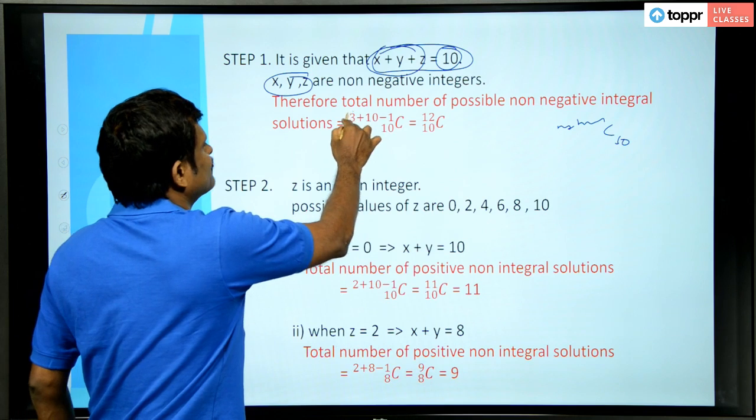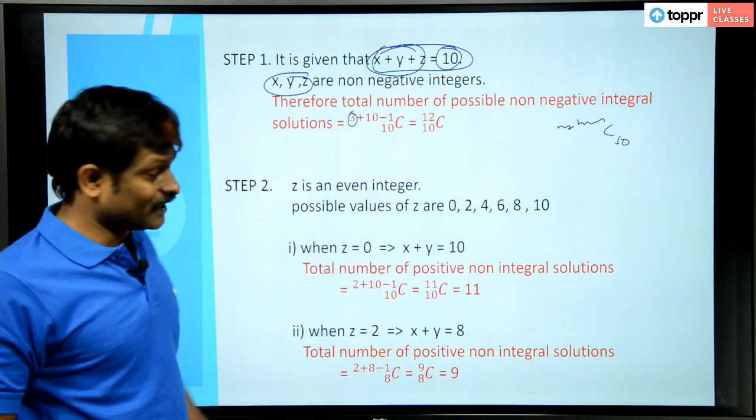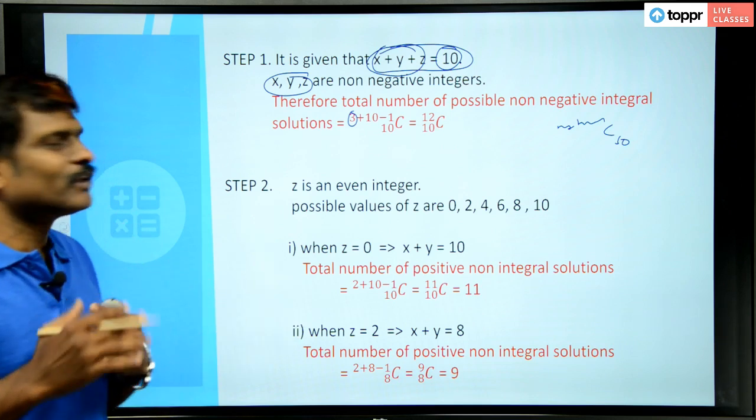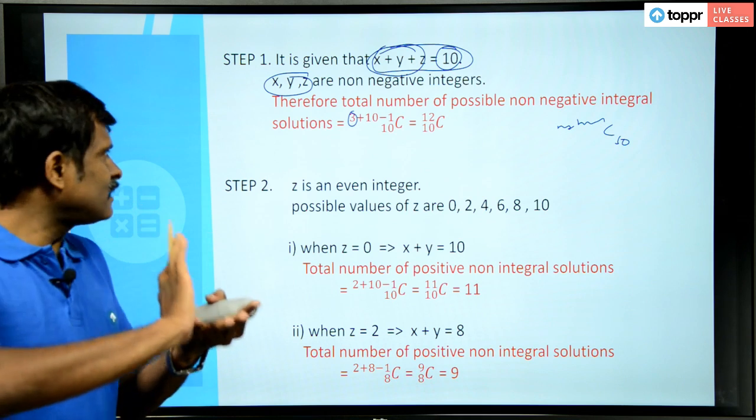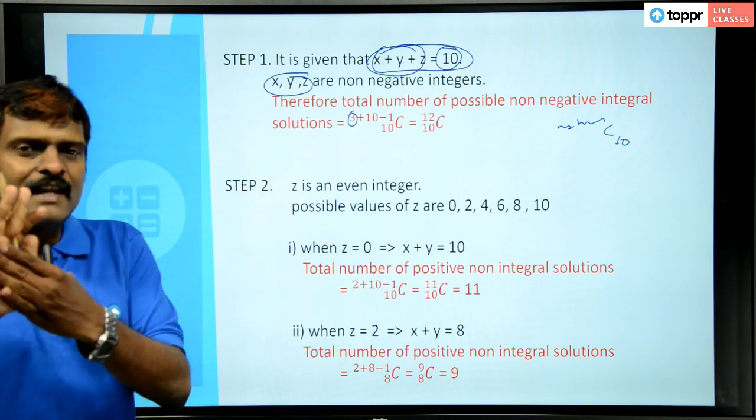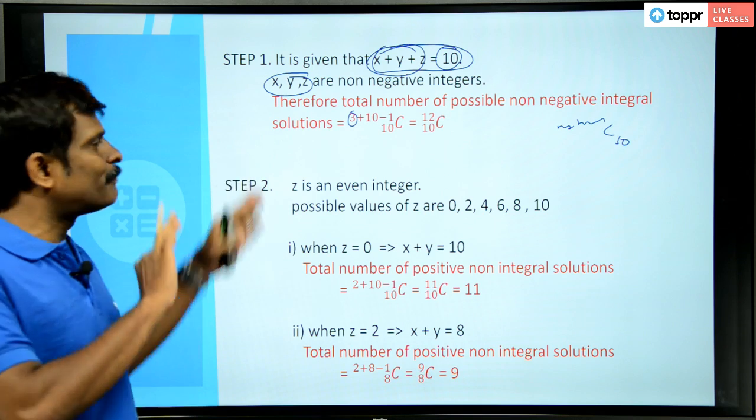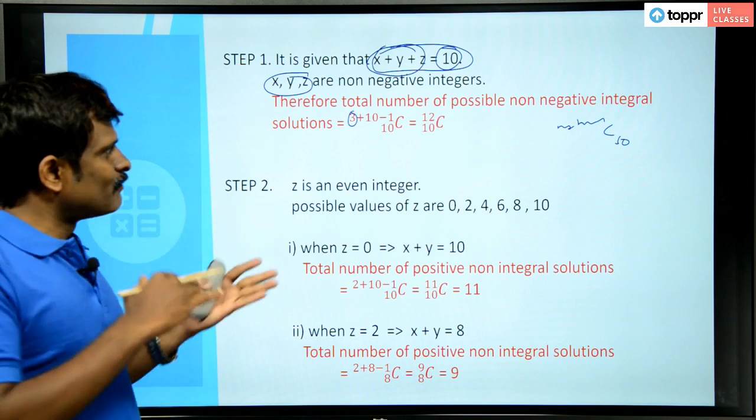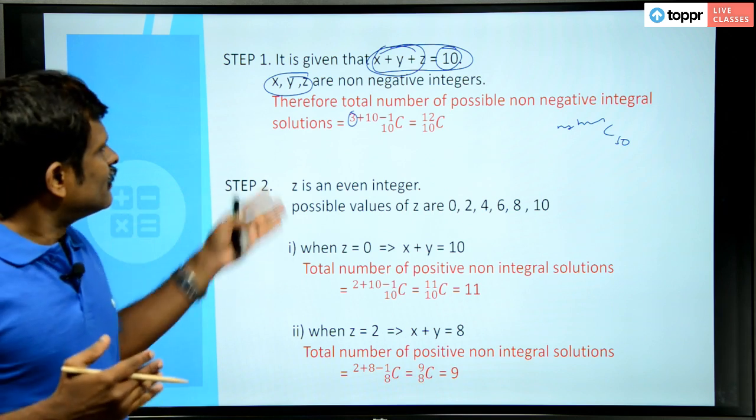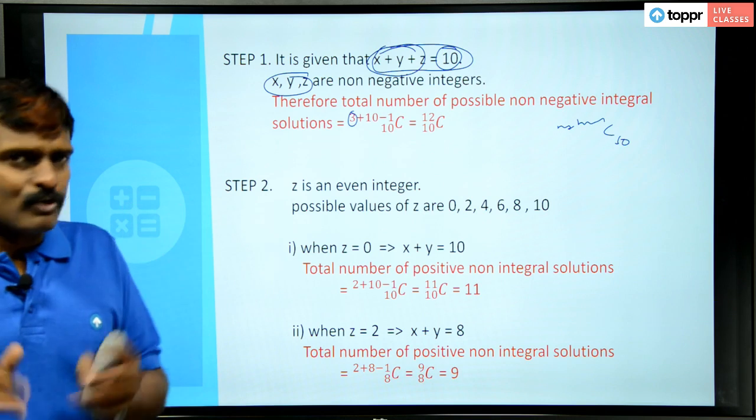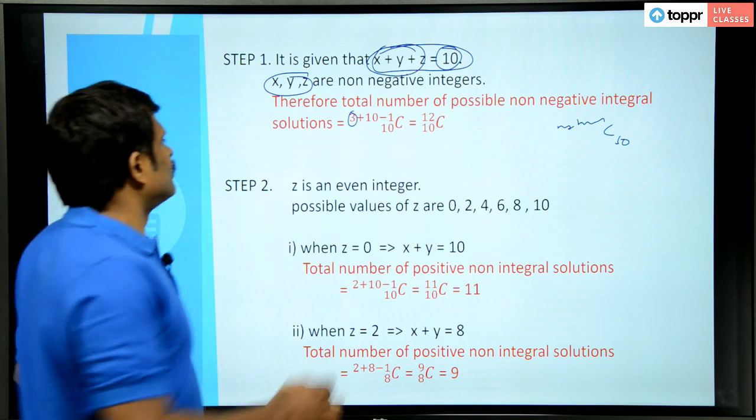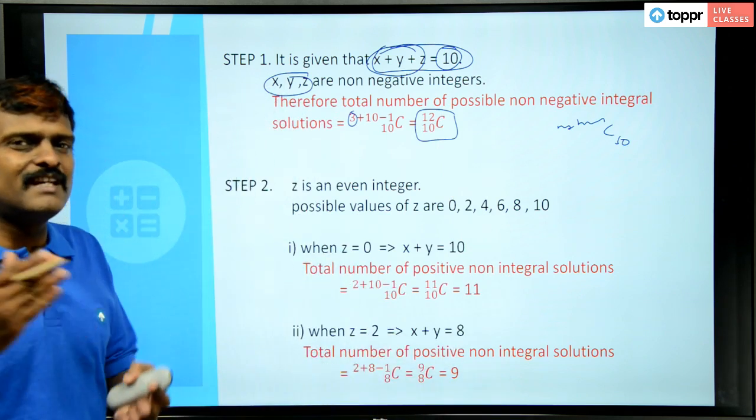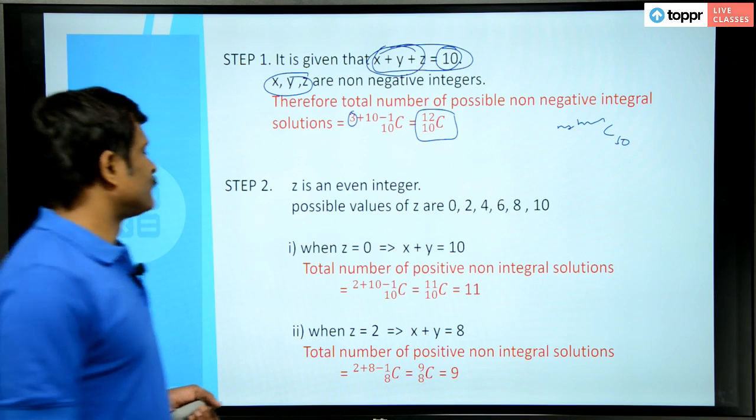So, I am taking it as 3 plus 10 minus 1 C10, that is the total number of possible combinations of x, y and z I can take so that the sum is equal to 10. When the sum is 10, the number of variables is 3. So, 3 plus 10, and from that you subtract 1. This is the formula: n plus m minus 1 C n is the number of possible combinations. Using that, this is my total number of possibilities where x plus y plus z can be equal to 10.